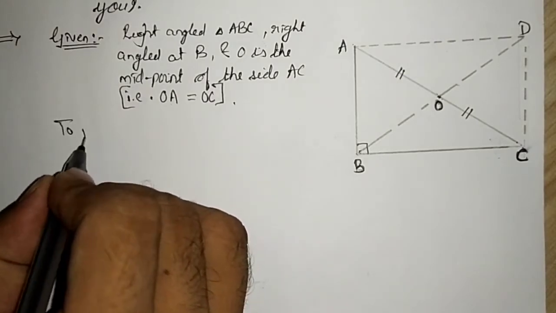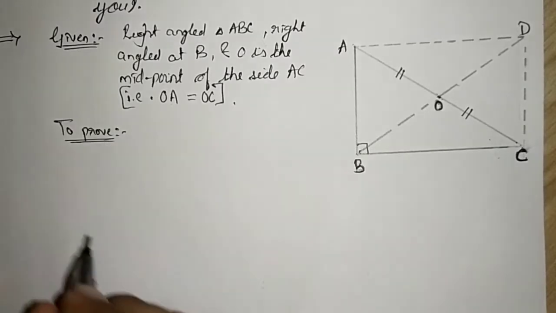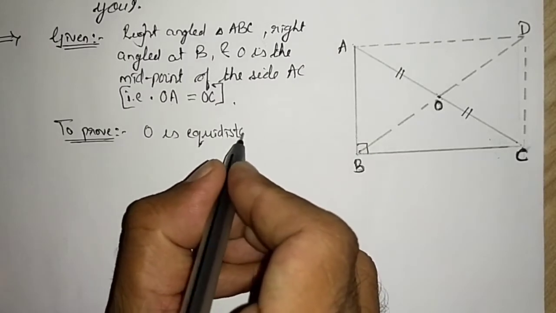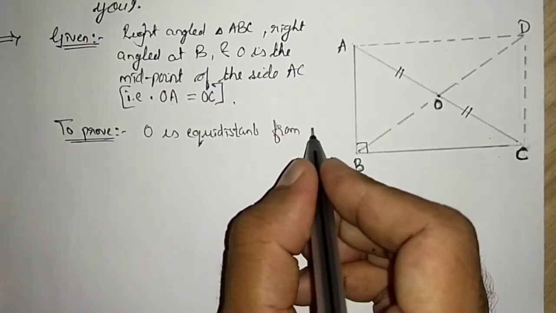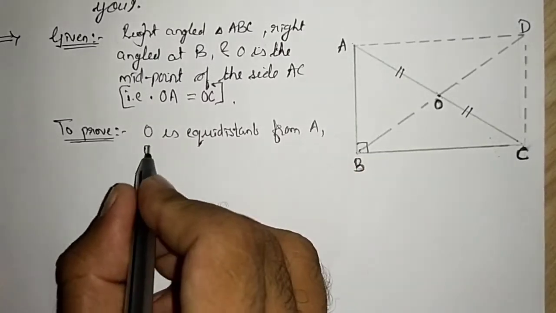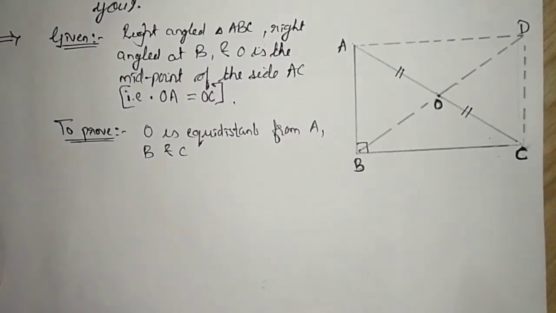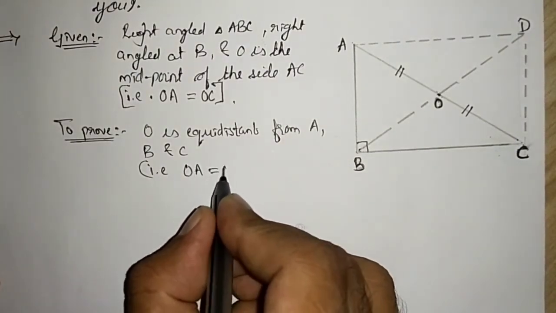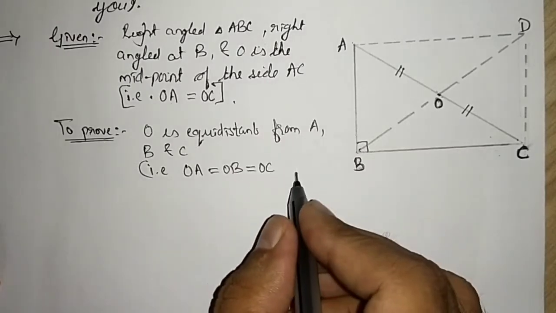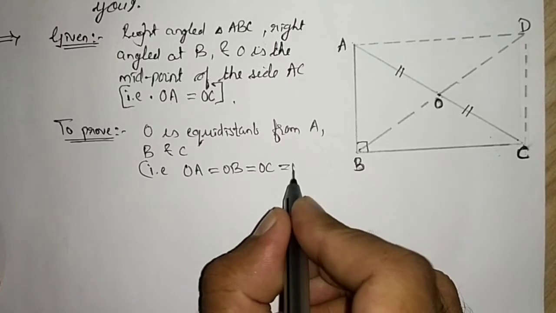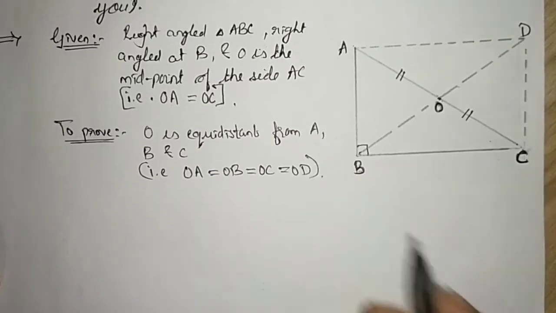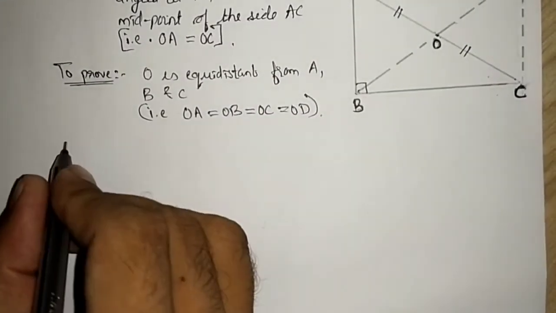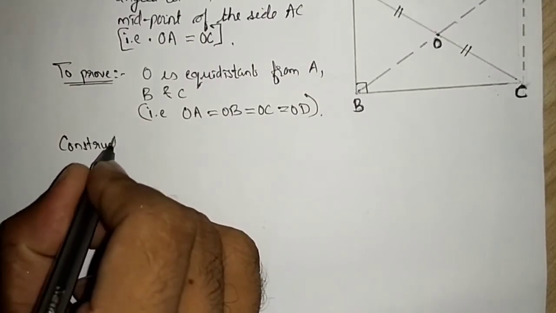But for that, let me first write what we have to prove. We have to prove O is equidistant from A, B and C. That means we have to prove OA is equal to OB is equal to OC, and also OC is equal to OD. If we prove this, then we have proved the result. So let us start. We will do the construction.